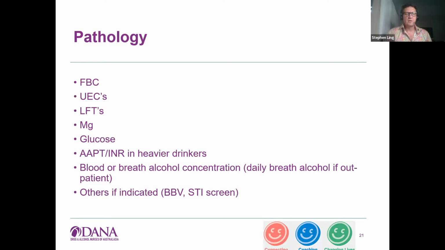In heavier drinkers, and certainly in patients who are drinking who have deranged liver function, I would be considering an APTT and an INR. Blood or breath alcohol concentrations, to my mind, remain underutilized, particularly in the emergency department. Certainly, if you're treating a patient for an alcohol use disorder and you're reviewing them for withdrawal daily, then I would recommend a breath alcohol if you're treating them as an outpatient and you don't have access to blood collecting facilities. And other tests can be ordered if indicated. So a bloodborne viral screen, certainly if there are other risk factors for bloodborne viral exposure, and a sexually transmitted infection screen as well. Next slide, please.